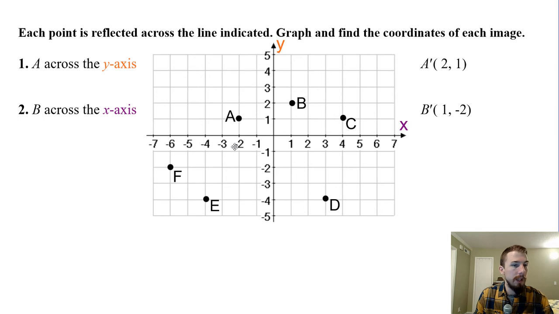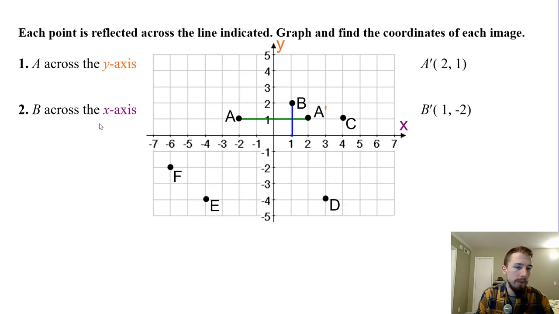How awesome. Each point is reflected across the line indicated. Graph and find the coordinates of each image. So we want to find the image of A reflected across the y-axis. So here's our y-axis here. We want to move A over here somewhere. So the point is negative 2, 1. So if we go 2 over, then we got to go 2 more, which is going to put it right here. So A prime, the image of A reflected across the y-axis, is going to be point positive 2, 1. So it went from negative 2, 1 to positive 2, 1, which is right over there.